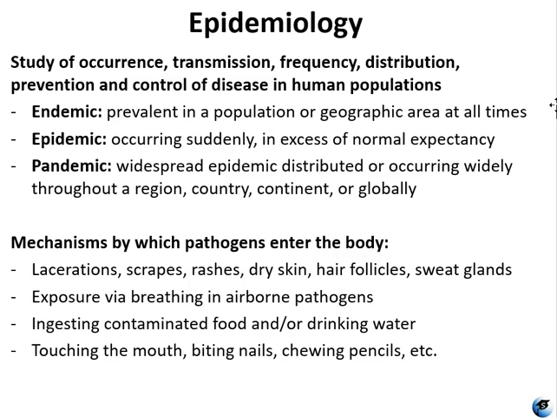It's also important to understand the mechanisms by which pathogens enter the body, especially for when you're doing your lab, so you can consider these things for safety reasons. So you have lacerations, scrapes, rashes, dry skin, hair follicles, sweat glands. We've already talked about skin as being a protective barrier. You can have bacteria that not only enter your lacerations, but also pores and sweat glands. You probably have heard of acne, right?